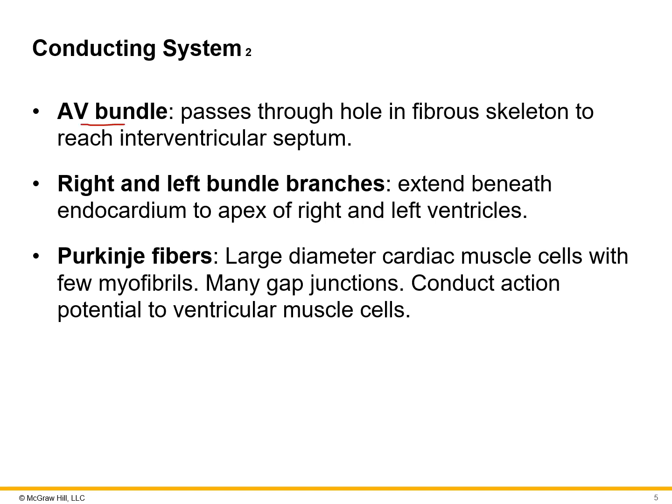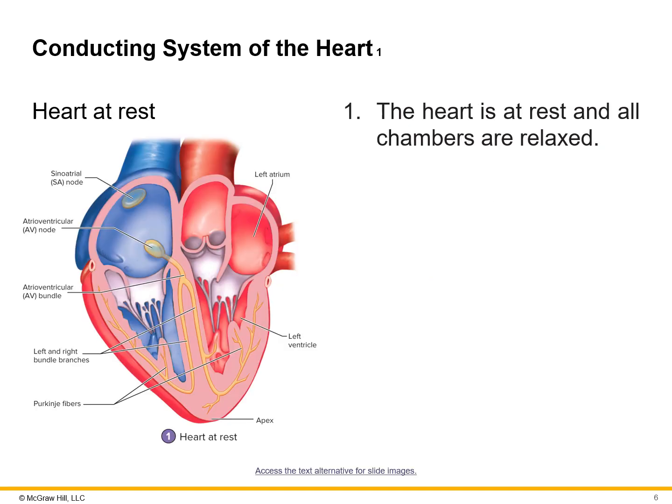The AV bundle passes through a hole in the fibrous skeleton to reach the interventricular septum. Then we also have the right and left bundle branches that extend below the endocardium to the apex. And finally, the Purkinje fibers. These are large diameter cardiac muscle cells with few myofibrils, but lots of gap junctions to allow conduction of the action potential to the ventricular muscle cells.